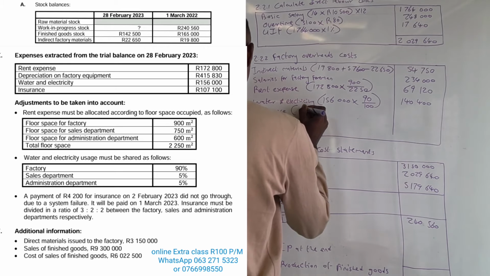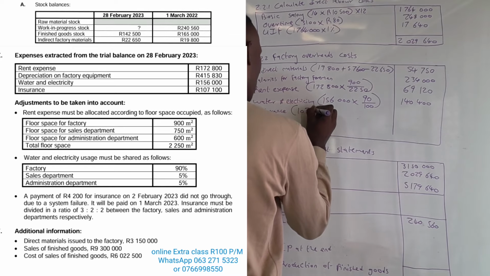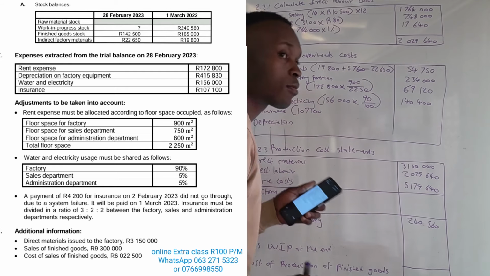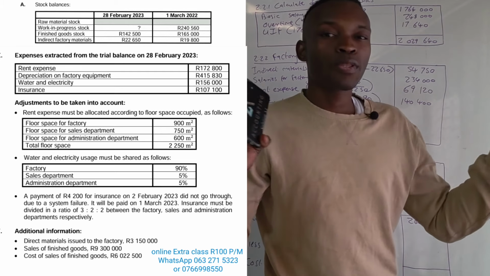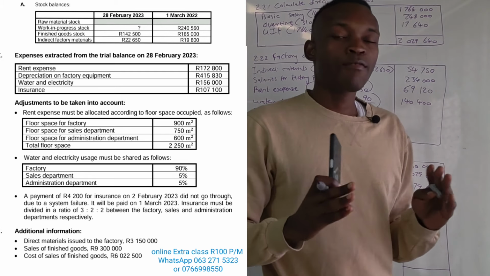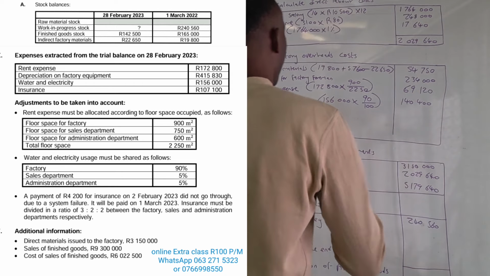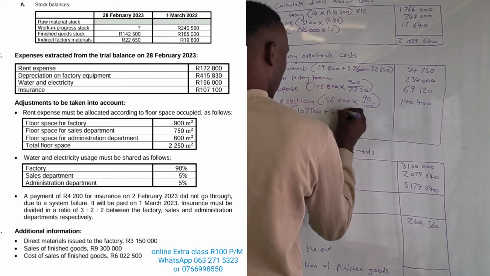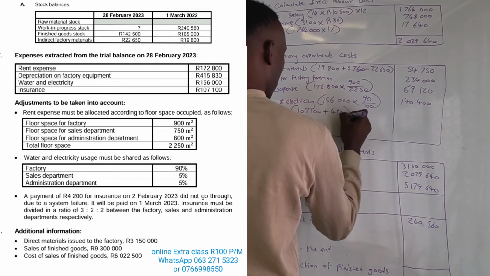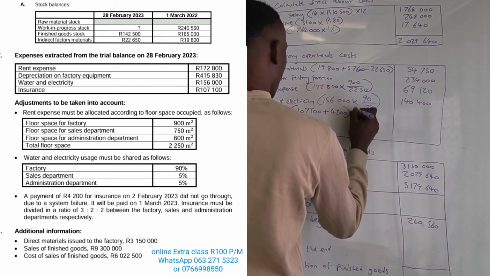Insurance, it was 107,100. Remember, we use the same principle that we do in the income statement. We have to record for the whole year, for the 12 months, even if it's not paid. We have to add that amount of 4,200. Okay, and after that we allocate.